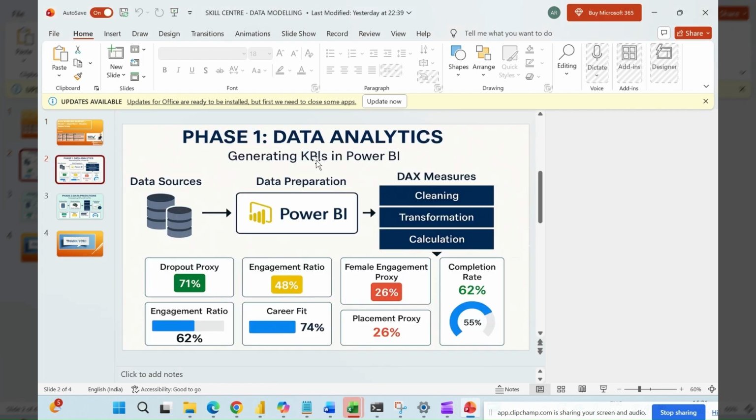Okay, so this is our phase one, data analytics, the current system. In phase one, we built a robust pipeline in Power BI. Data is fetched from single or multiple sources, and then it is cleaned, standardized, and transformed using DAX measures, the formulas that we call in Excel. The output is clear: we have six KPIs that give us a snapshot of institutional performance. These are dropout proxy, engagement ratio, engagement proxy, career fit, placement, and completion rate. I will discuss this in a broader manner next.